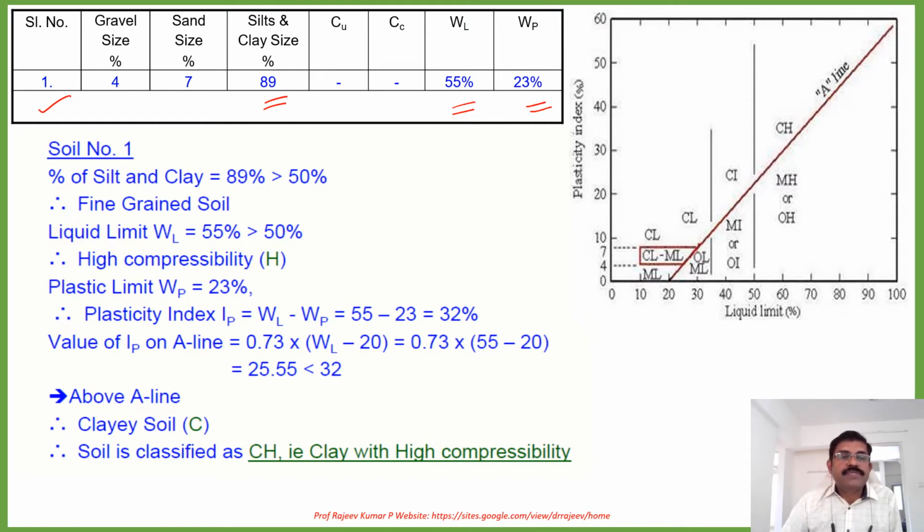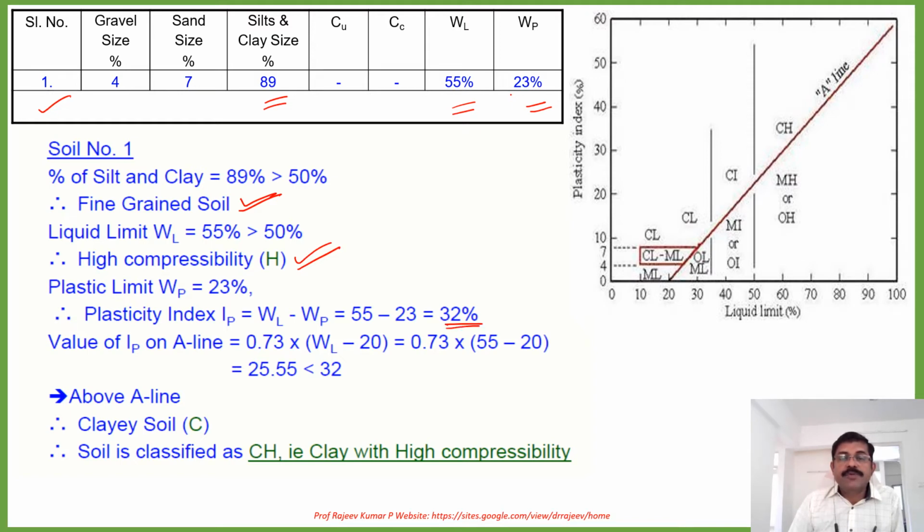The percentage of silt and clay is more than 50%. So here you can say it is fine grained soil. And you see the second condition is liquid limit. If liquid limit is more than 50%, the soil is defined as highly compressible. Now the plastic limit is given in the question, that is 23%. You can calculate plasticity index.